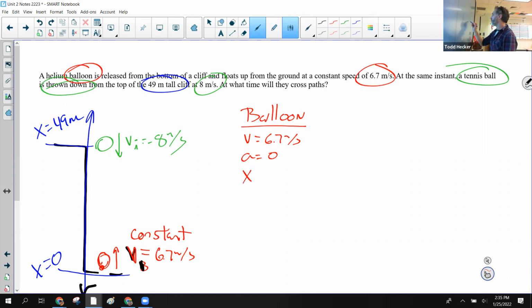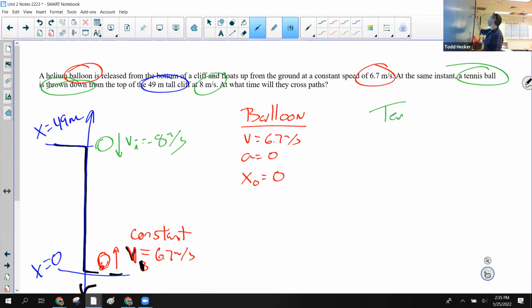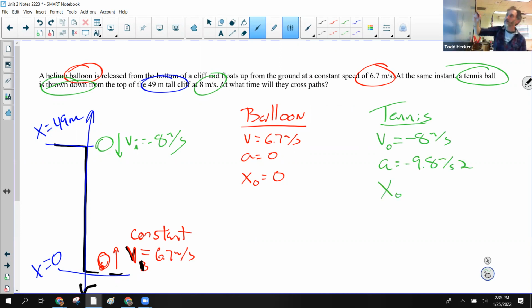So with that in mind, let's continue with what we know about the balloon. We know that the balloon has an initial position of 0. Or, using AP physics lingo, x0 is 0, right? The starting position of the balloon is 0. Now, for the tennis ball, what do we know? Well, we've got an initial velocity of -8 meters a second. We've got an acceleration of -9.8 meters per second squared. And we've got a starting position up here of 49 meters.